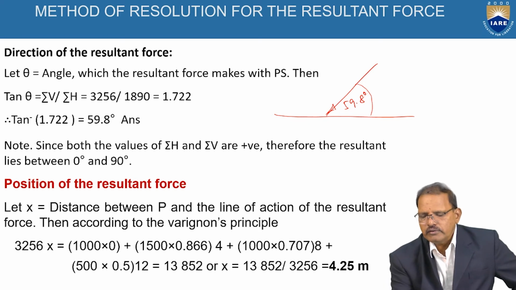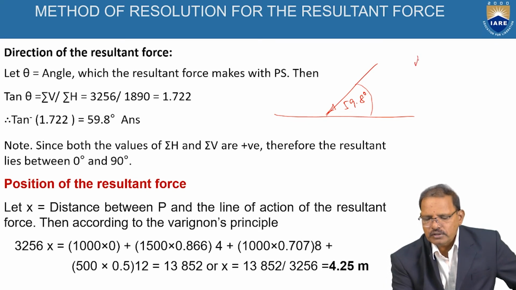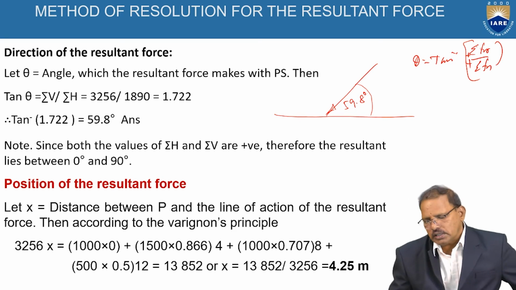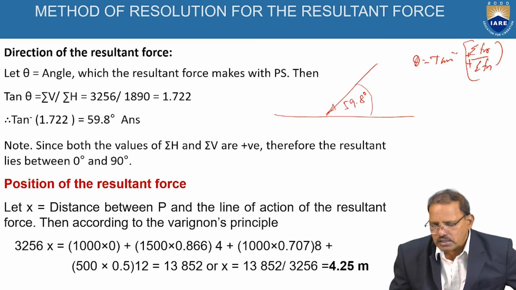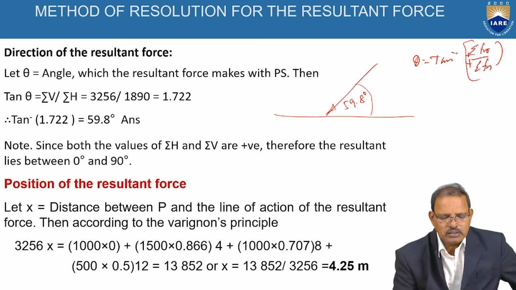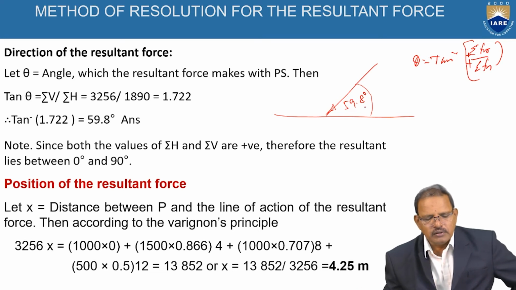Why? Because when we are taking theta is equal to tan inverse of sigma Fy divided by sigma Fx, both are treated as negative, negative. This is nothing but cancel. You can put it in the third quadrant or just by extending. Otherwise, you can represent it directly in the first quadrant like that. So we got the resultant of all the forces, making an angle of 59.8 degrees as shown in the figure.